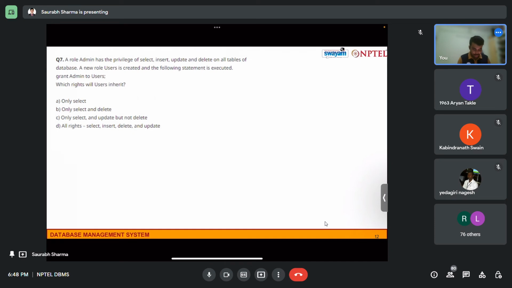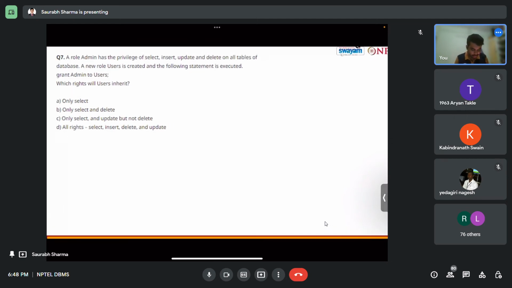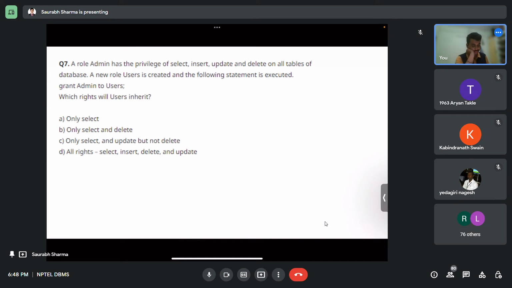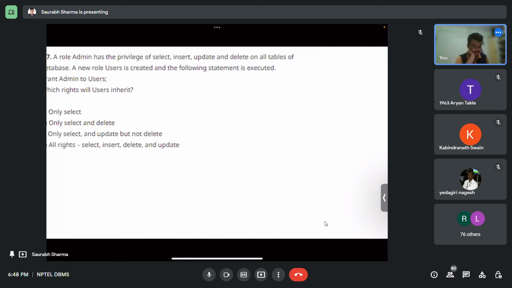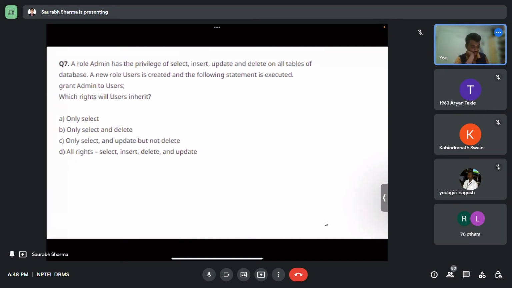Okay, good. Now coming to the next question. It is based upon roles. Whenever we create a role, we assign someone, which is actually a virtual kind of user using some database. So it is telling that a role admin has the privilege of select, insert, update and delete on all databases, all tables of the database.